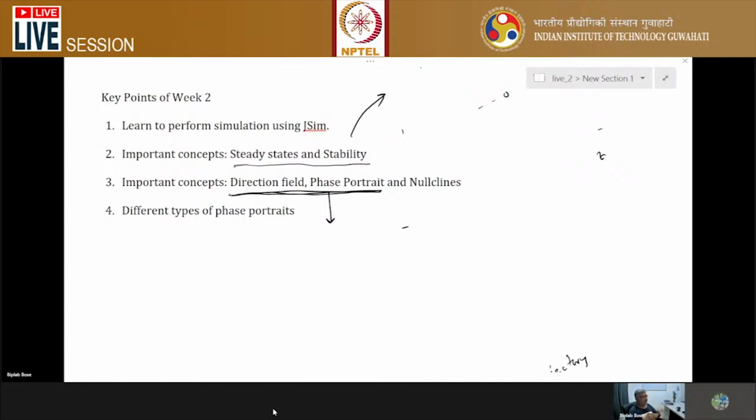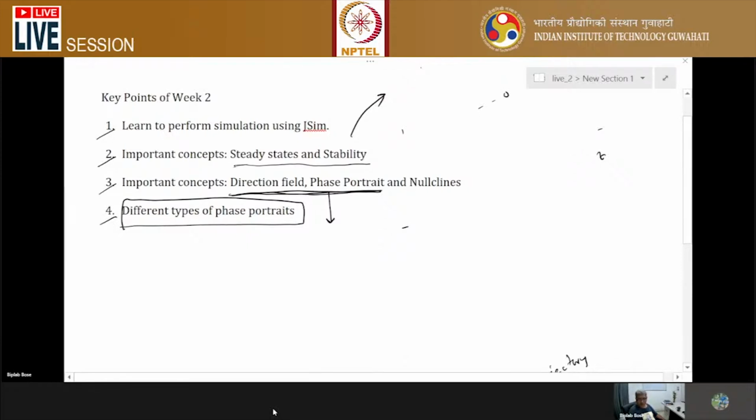You can have what we call a source node, you can have a spiral, you can have a center. So you should be able to recognize those phase portraits, right? That you have to learn, right? So what I have discussed till now, you have to focus on these 4 points when you are going through the lectures.